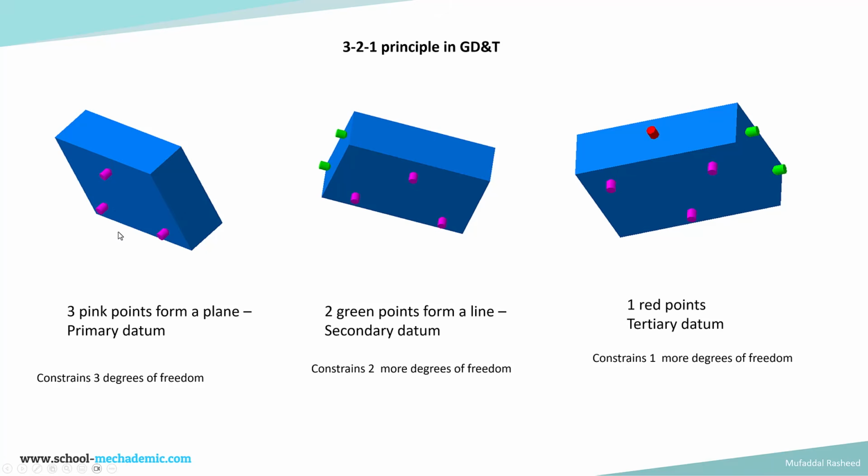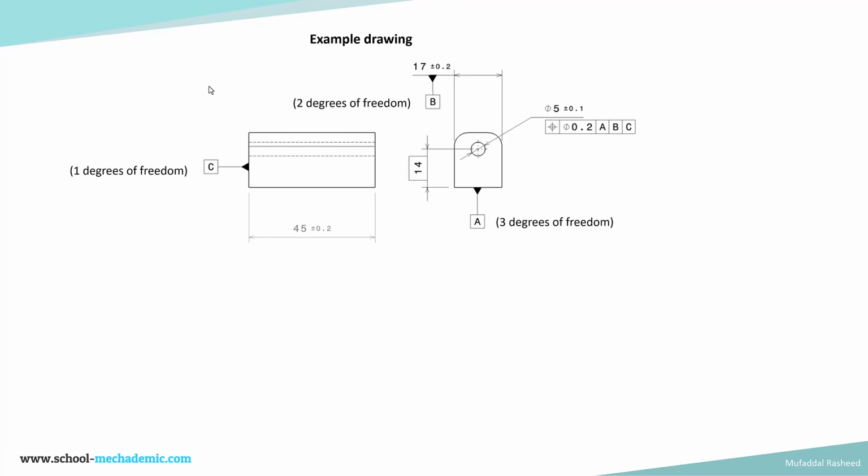3 points on the primary datum, that is the primary reference, the primary surface. The secondary surface has 2 points. The tertiary surface has 1 point. So this is the 3-2-1 principle. This is the minimum number of points required to constrain all of the degrees of freedom of a workpiece in space.